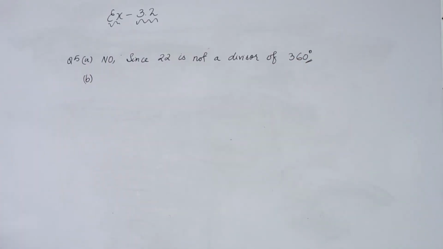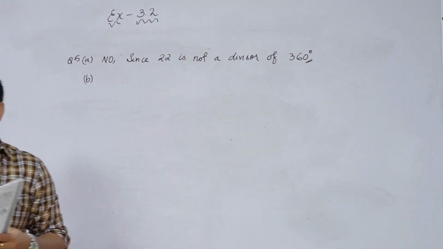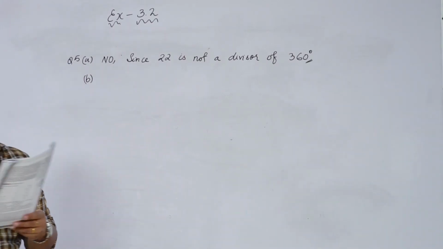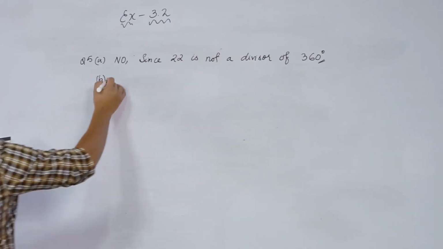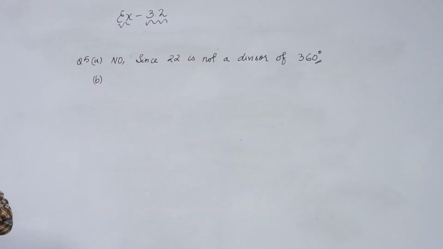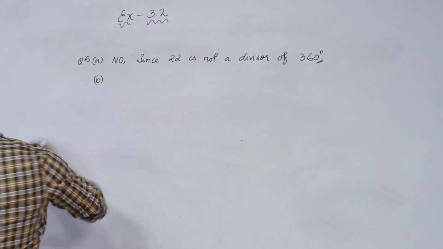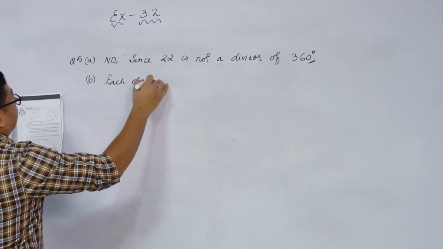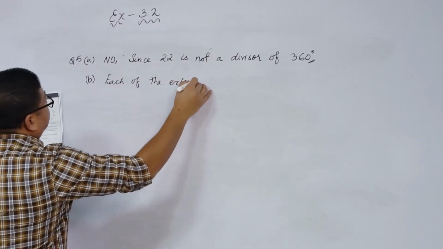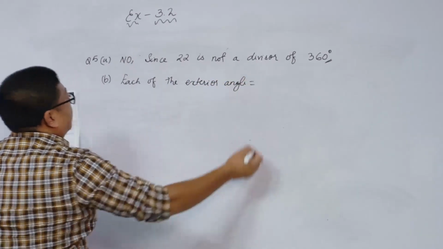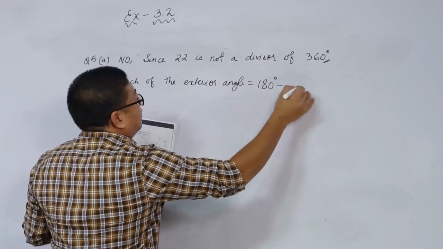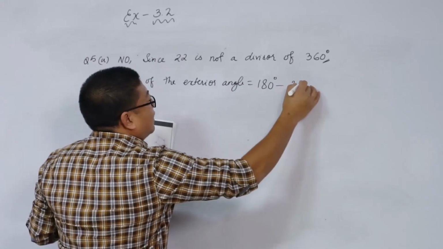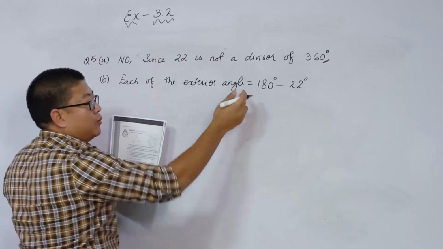Coming to question number b. Can 22 degrees be an interior angle of a regular polygon? Why? Now they're asking us why. So what we have to do is we will first calculate each exterior angle. We get 180 degrees minus the interior angle, taken as 22, so we will subtract from 180.